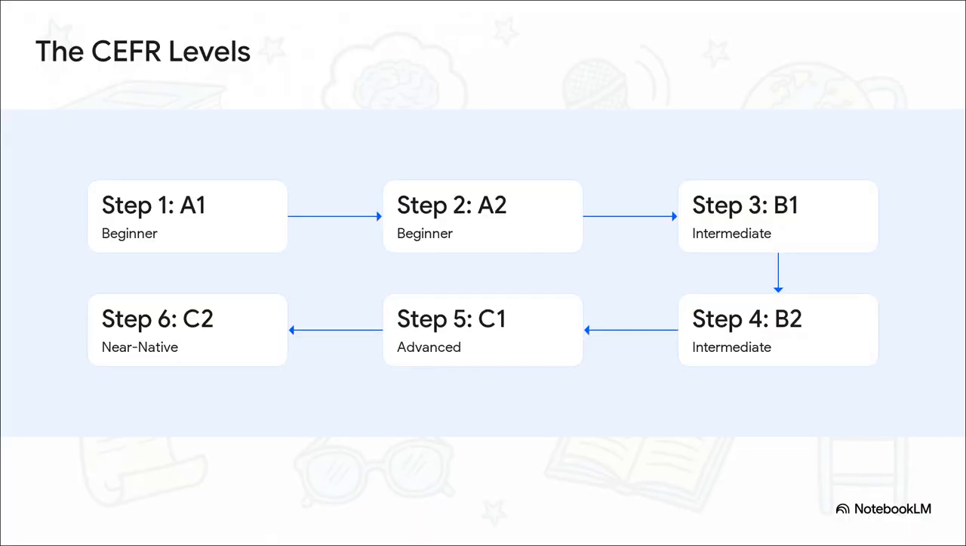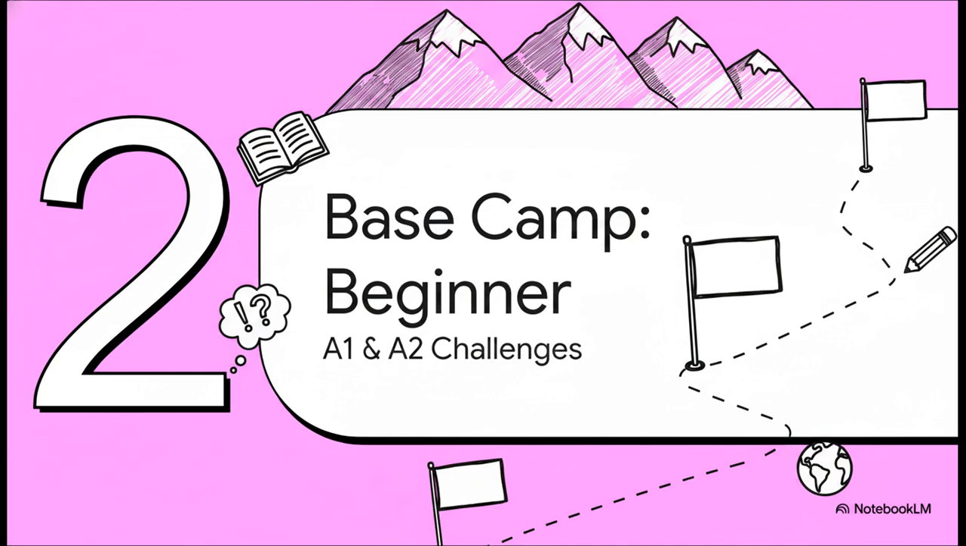So this whole ascent is broken down into 3 main stages. First up, you've got the A levels. That's A1 and A2. Think of that as our beginner base camp. Then, we move up to the B levels, B1 and B2, which is the real intermediate climb. And finally, we'll reach the C levels, C1 and C2, which is like the advanced summit. C2 is, well, it's pretty much a near-native level of skill. It's the peak. All right, let's get started.